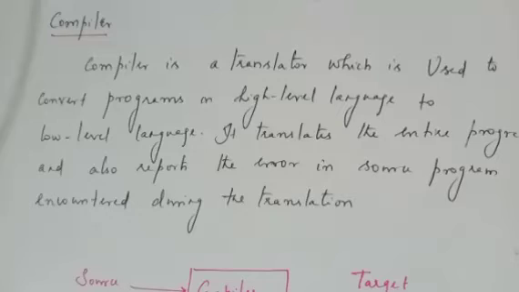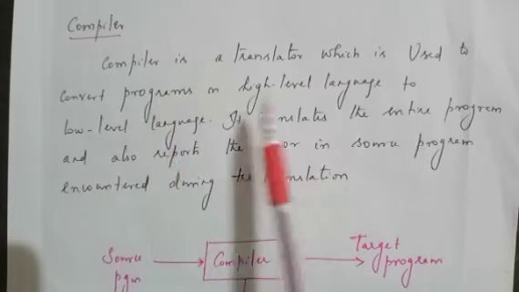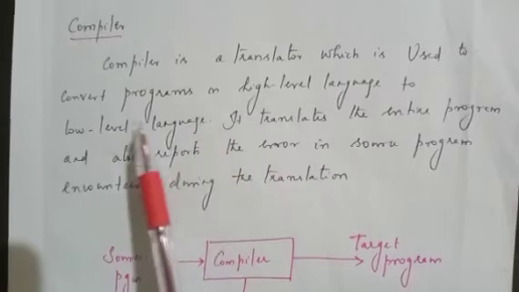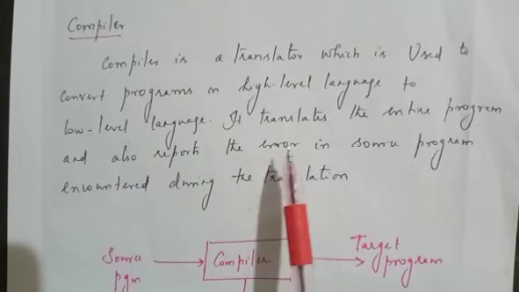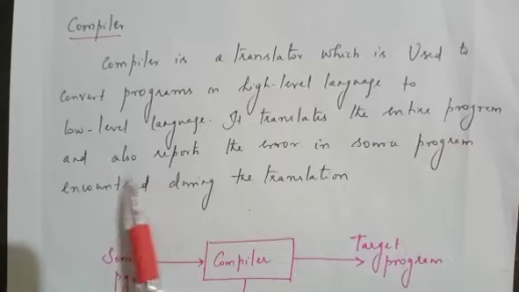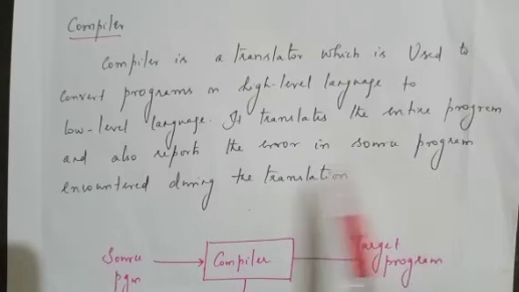In this video, we can see what is a compiler, interpreter, assembler, and the difference between compiler and interpreter. The compiler is a translator which is used to convert programs in high-level language into low-level language. It translates the entire program and also reports the errors in the source program encountered during the translation.